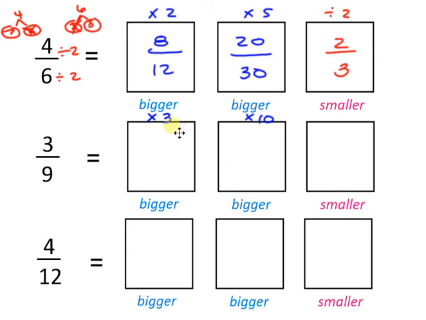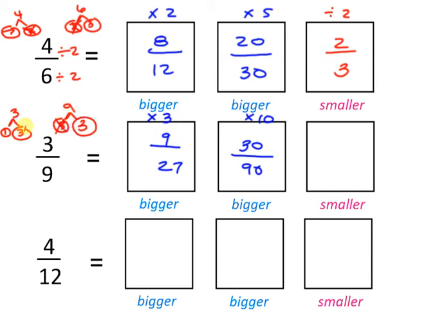All right, so 3 times 3 is 9. And 9 times 3 is 27. This is an equivalent fraction. Now I'm going to multiply by 10. 10 times 3 is 30. 9 times 10 is 90. 30 over 90 and 9 over 27 are equivalent fractions to 3 over 9. But now I want to go smaller, so I need to make myself a little factor tree. 3 is prime, so it stays at 3.